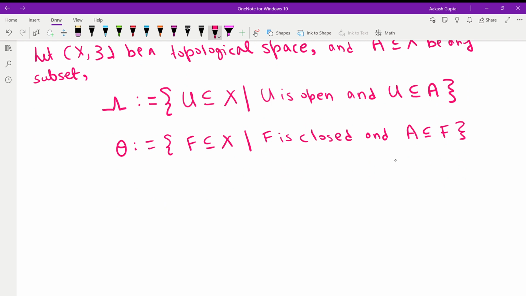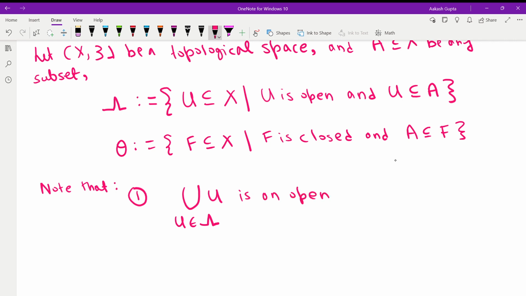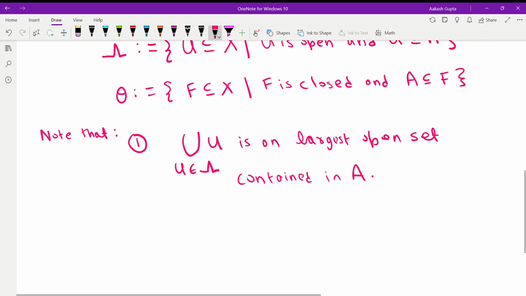Now, note that number one, the union of U, U in capital Lambda, is an open set, or maybe you can say is the largest open set contained in A. Let us see why. Can you tell me? You may stop the video and think about it.